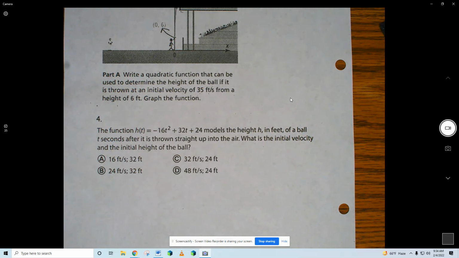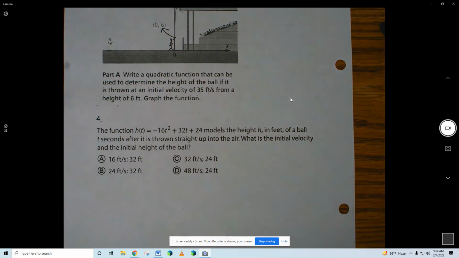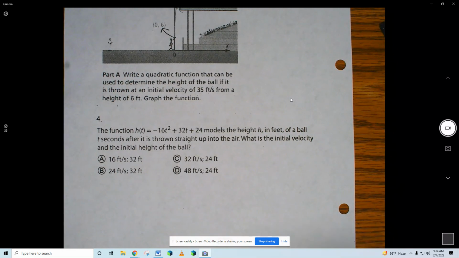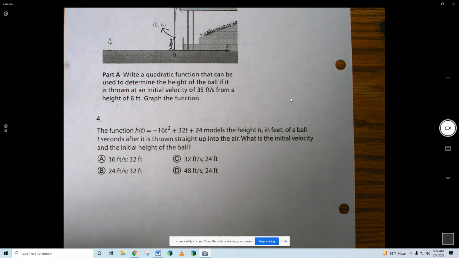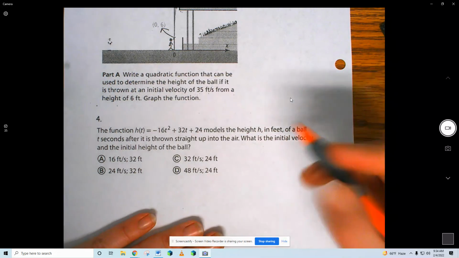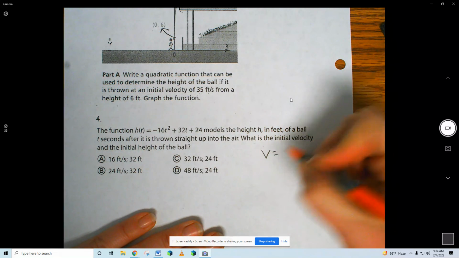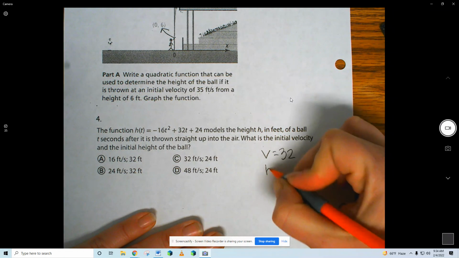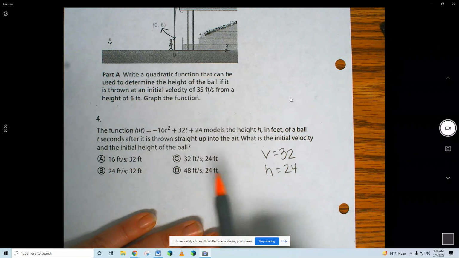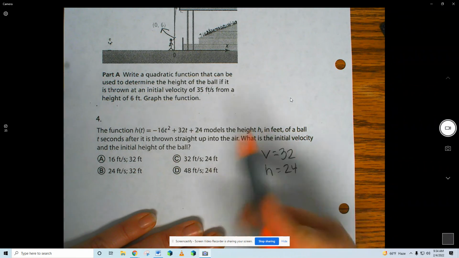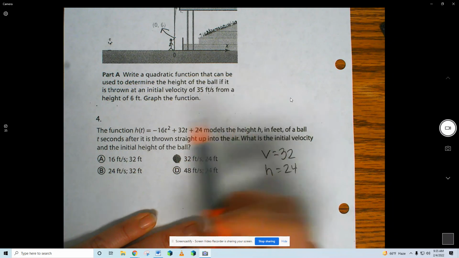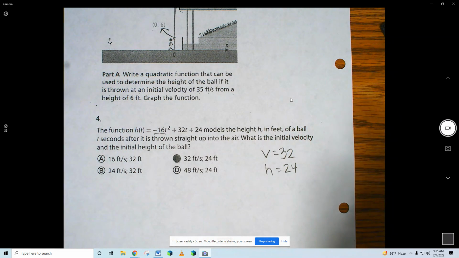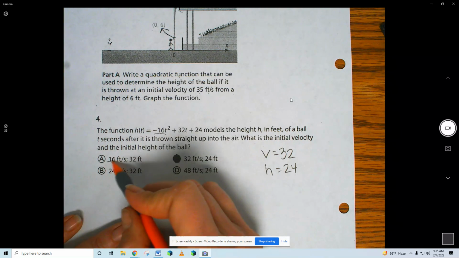You get it, Shane? All right. A, B, C, or D? Guys, what'd you get? C. The velocity is 32. The height is 24. C. Good, good, good. The negative 16 is always there. So you would automatically cancel out A.